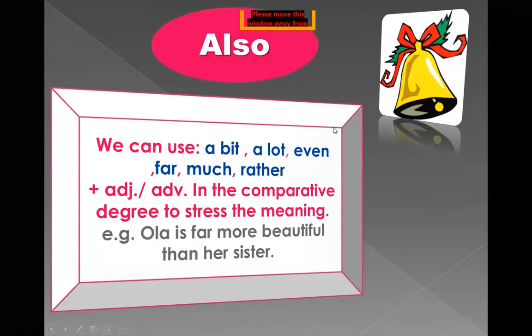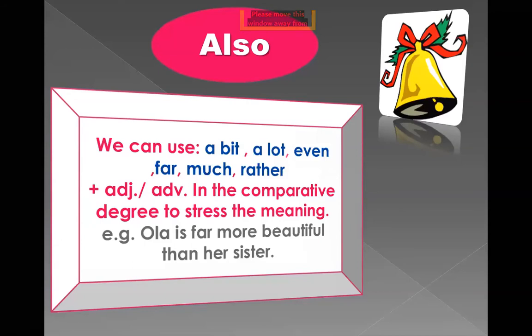Also, we can use these words with comparative form: a bit, a lot, even, far, much, and also rather. Rather is in both forms. Here with a comparative adjective, to also stress the meaning. أأكد المعنى. Like this: Ola is far more beautiful than her sister. I added the word far before the word more to emphasize the meaning.